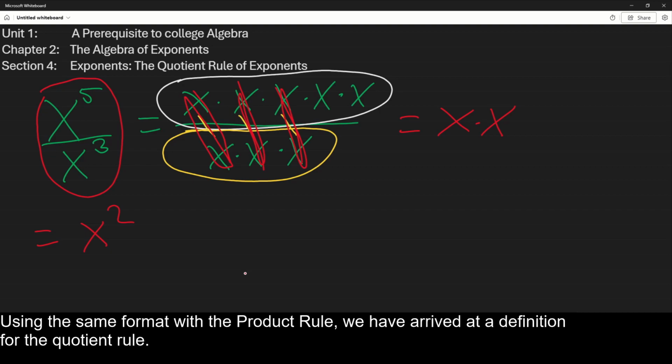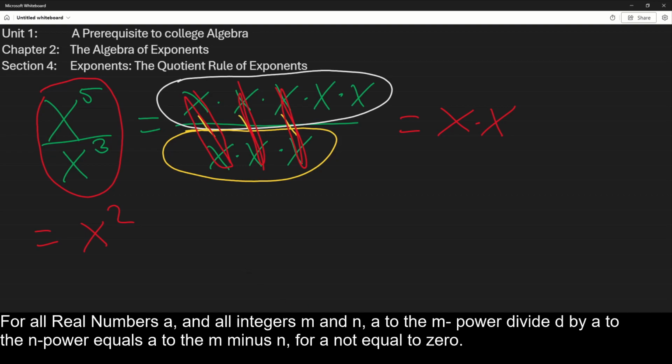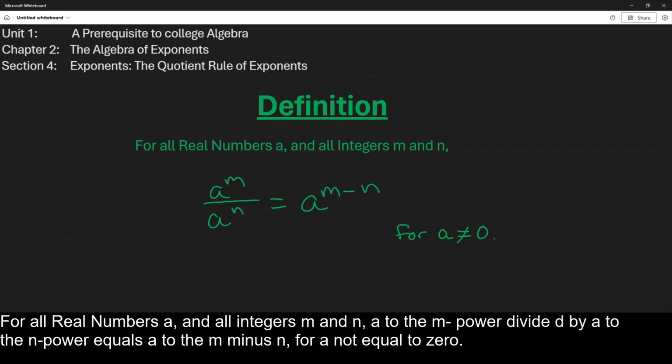Using the same format as the product rule, we have arrived at a definition for the quotient rule. For all real numbers a and all integers m and n, a to the m power divided by a to the n power equals a to the m minus n, for a not equal to 0.